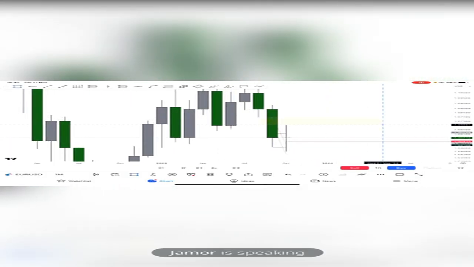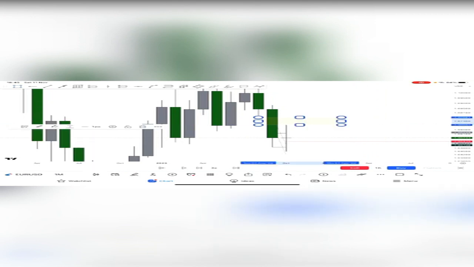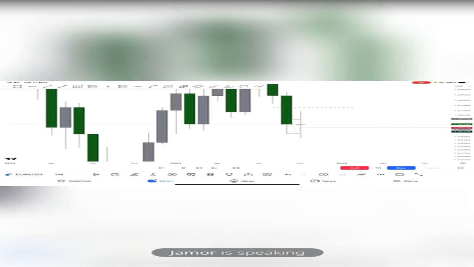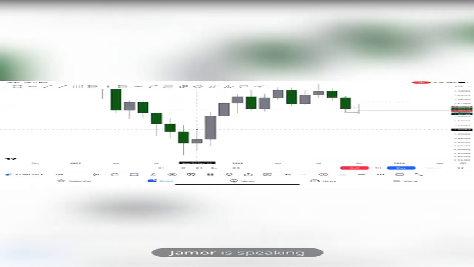I clearly see this FVG here, the purple one. Yeah, I can clearly see this FVG now. And price closed more as a doji here. We have an imbalance here.